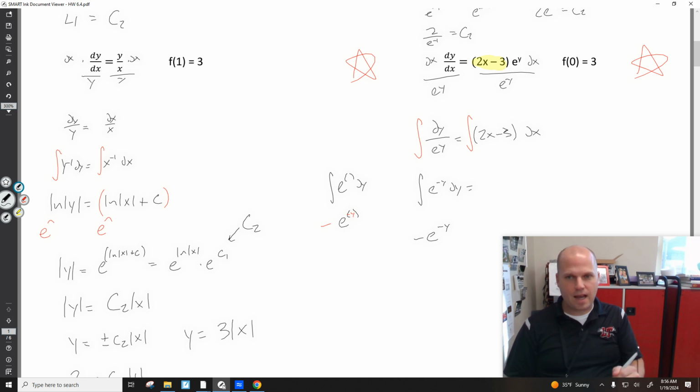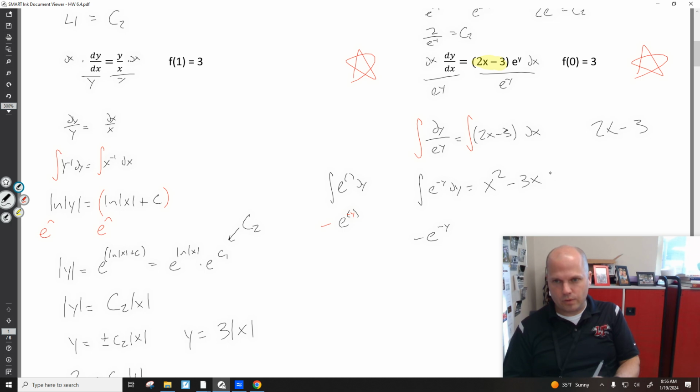Now the right side. A lot of people see the parentheses and think, oh, I have to take the antiderivative of parentheses. But if I didn't have the parentheses and I just said, guys, take the antiderivative of 2x minus 3, what would you do? You would just take the antiderivative of 2x and say it's x squared, and you take the antiderivative of 3 and say it's negative 3x. That's what I want you to do here.